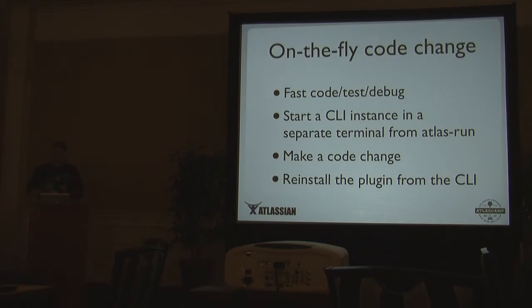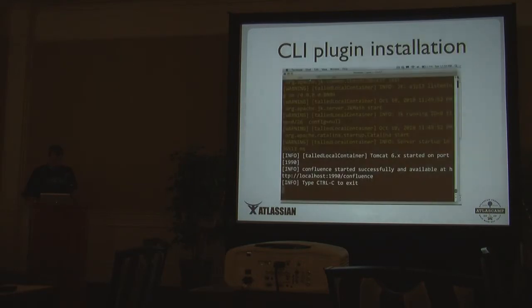So you find the code change you want to make, just Java. You make the code change. You reinstall the plugin from the CLI, and I'll show you how that works. The plugin goes directly into the running instance of the product. No restart necessary. The downtime is maybe 2 seconds. And that's as fast as we can possibly make this work, I think. And it works really well. So that's an example of how that works.